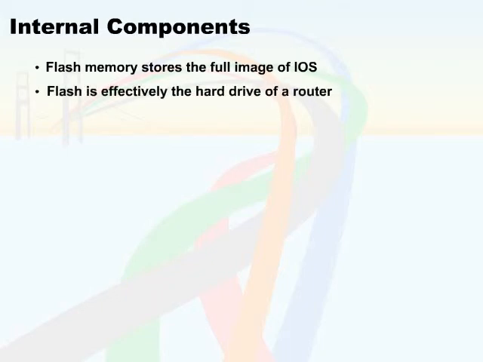Flash is effectively the hard drive of a router, but it is actually a memory chip that looks an awful lot like the memory chip you put inside the PC. It's an area that's going to store the memory of your operating system that will be loaded at boot time.